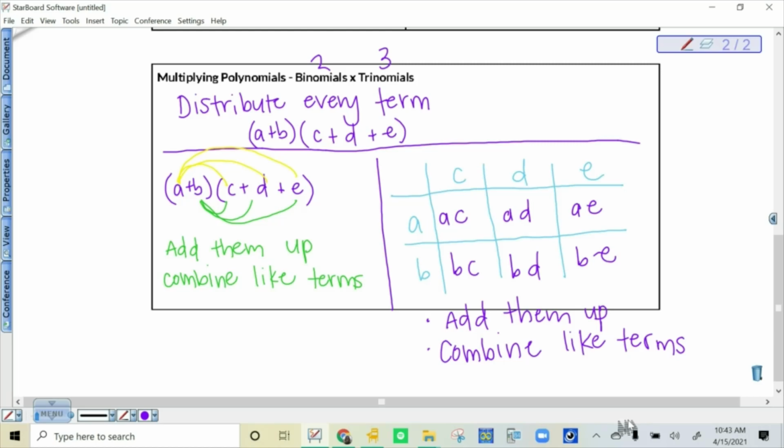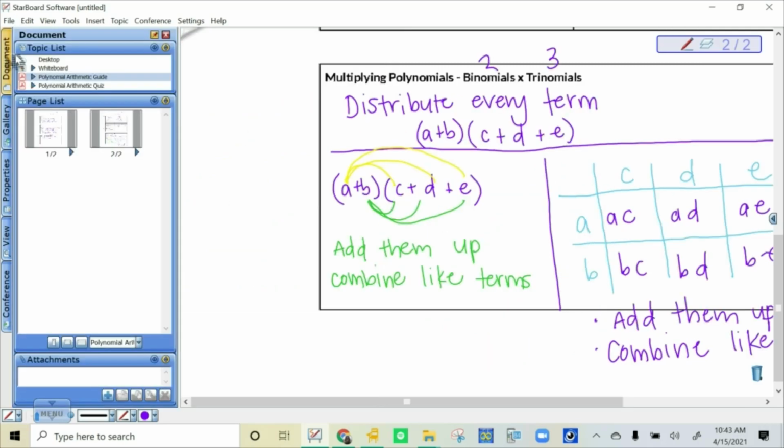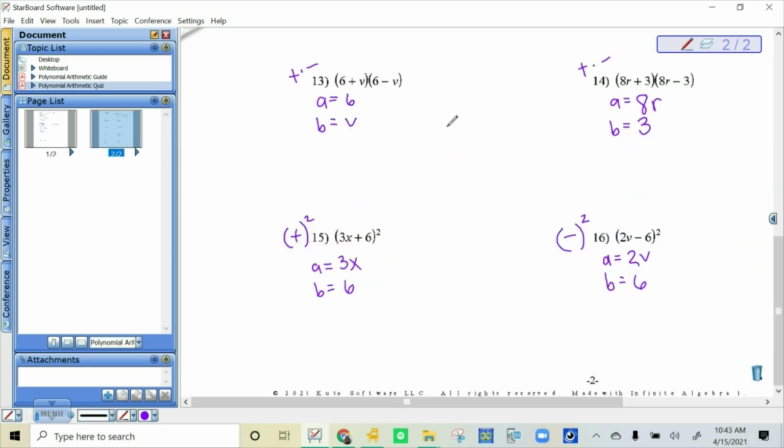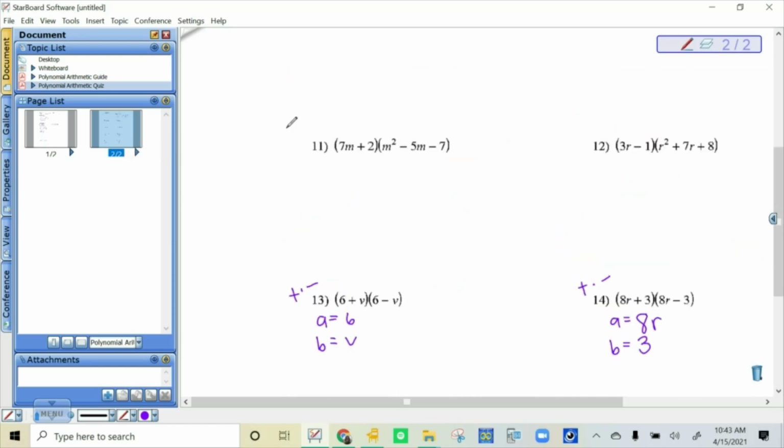Okay. Which ones on the quiz are binomials times trinomials? Yeah, 11 and 12. So that's going to be bi times tri. Okay, so let's take until the end of class. Get through what you can get through. I'll give you more time tomorrow at the beginning of class to finish it up.